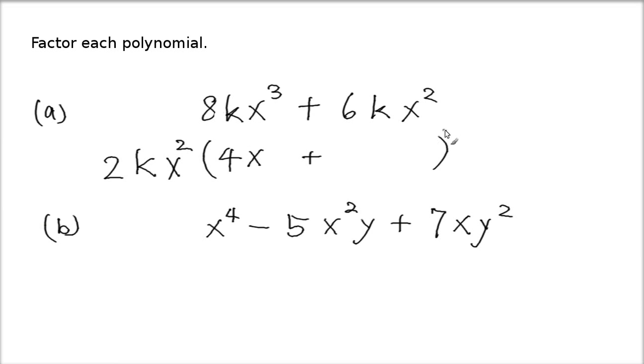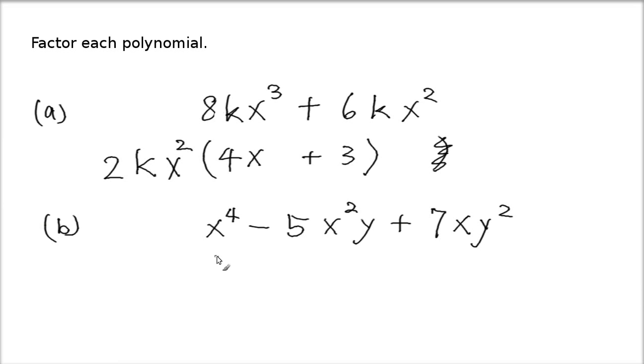So look at the second term. Now 2 times what is 6? That's right, 3. 2 times 3 equals 6, and k is pulled out, so nothing is left for k. And then x squared is also pulled out, so nothing is left for here. So this is it. This is the factoring of the polynomial. I can move this parenthesis over here to make it look nicer.